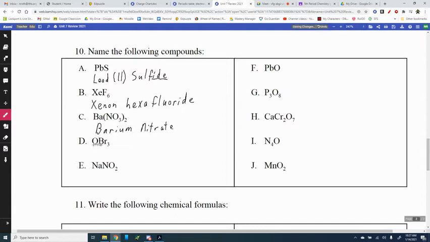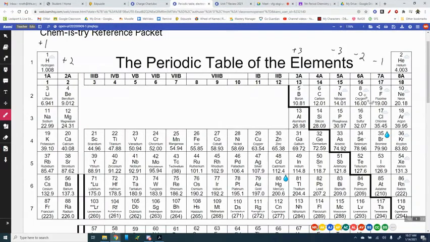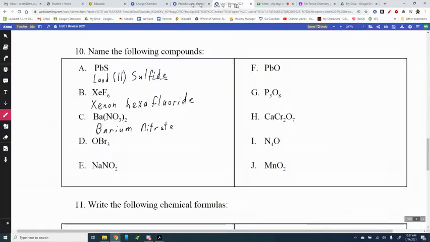All right, next is OBr3. So we're going to find O and Br. There's O, oxygen. Br is right here, bromine. Oxygen is a non-metal, so that means this is a covalent compound, which means we need our prefixes. So O, there's one of them, and it's the first one, so we're just going to skip the mono. Oxygen, and then Br is bromine, which we're going to replace with bromide, and there are 3 of them, so we're going to do tribromide.